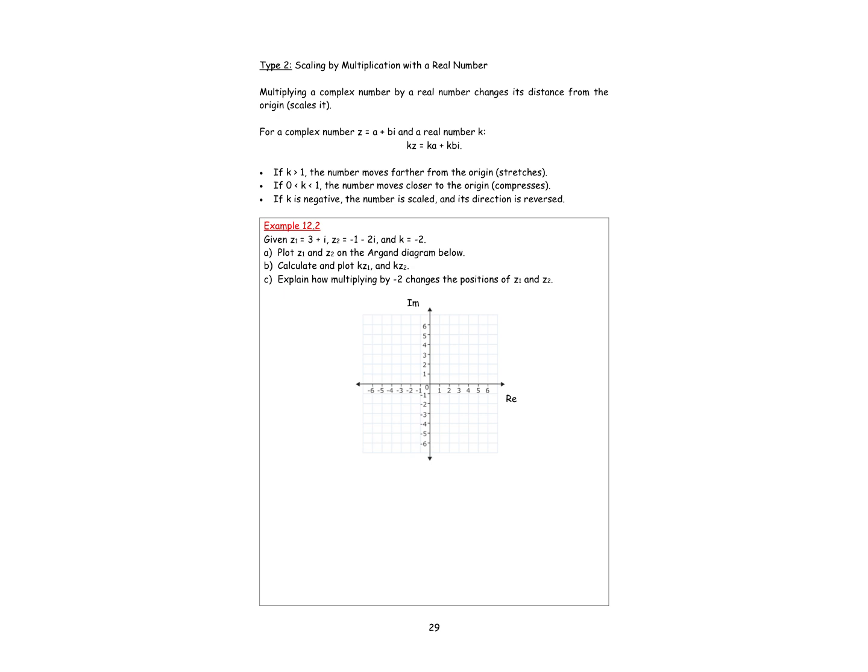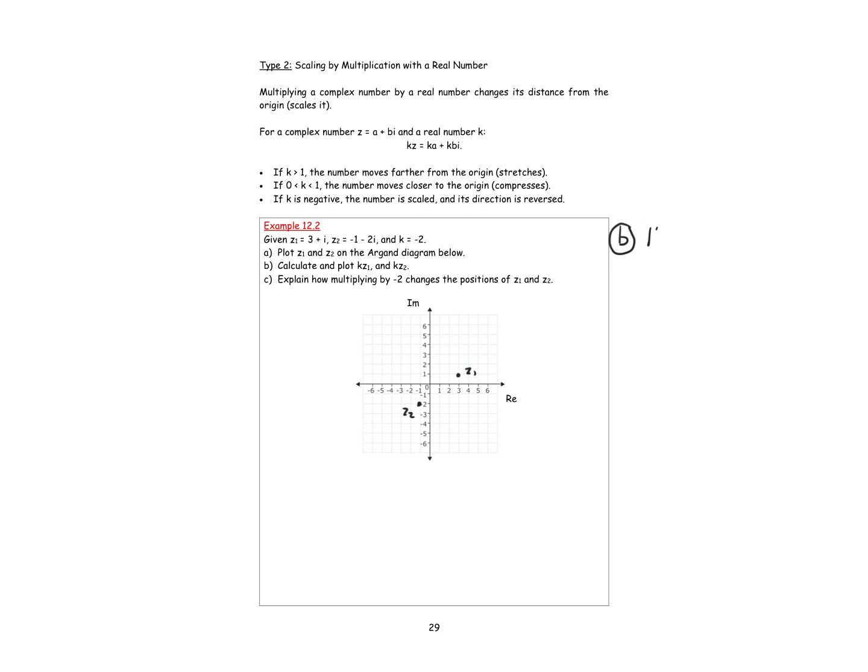In example 12.2 here, it says given z1 is 3 plus i, z2 is minus 1 minus 2i, and k is equal to minus 2. Plot z1 and z2 on the Argand diagram. Hopefully you're okay with that. We'll start with z1, which is 3 plus i, meaning that it would be here on the Argand diagram. z2 is minus 1 minus 2i, which would be here on the Argand diagram. In part B, it says calculate and plot kz1 and kz2.